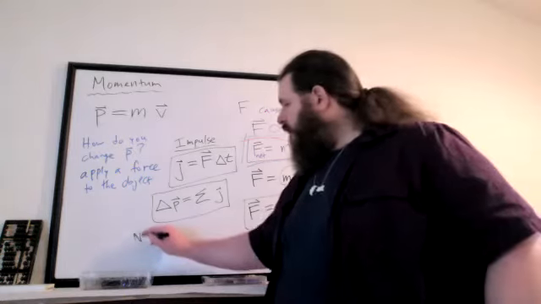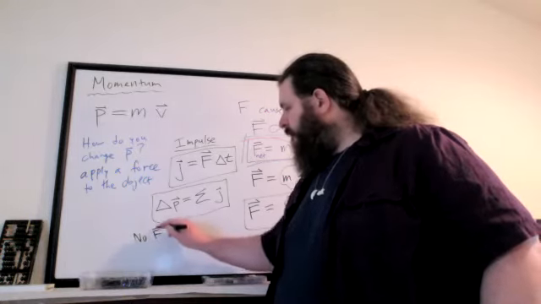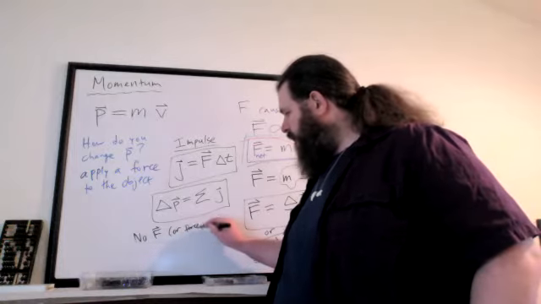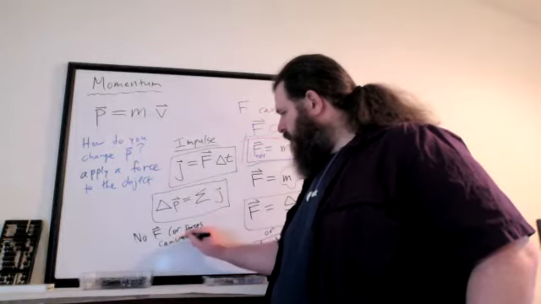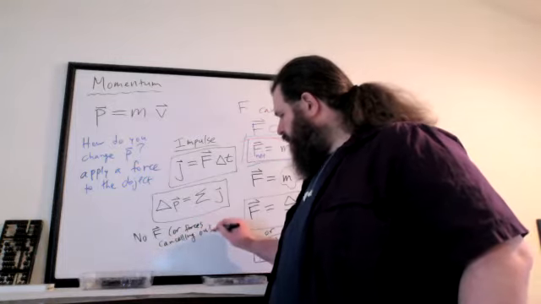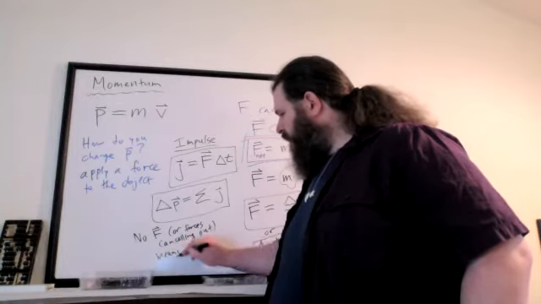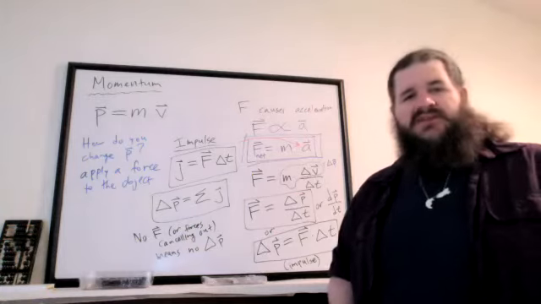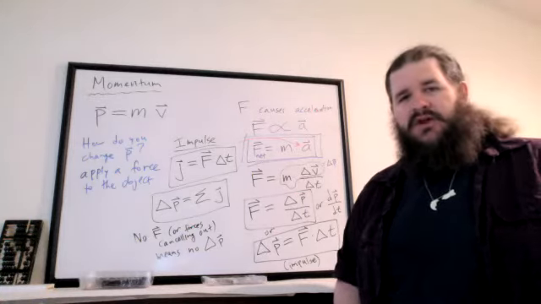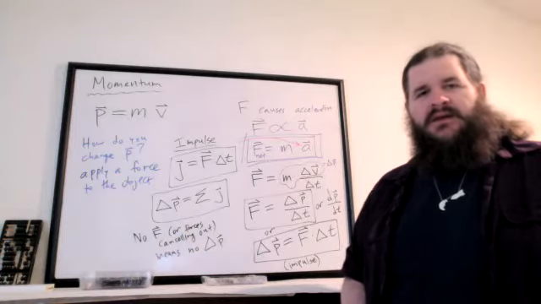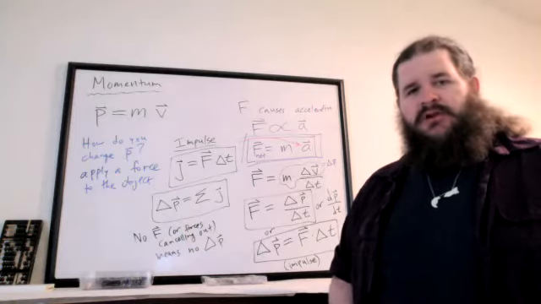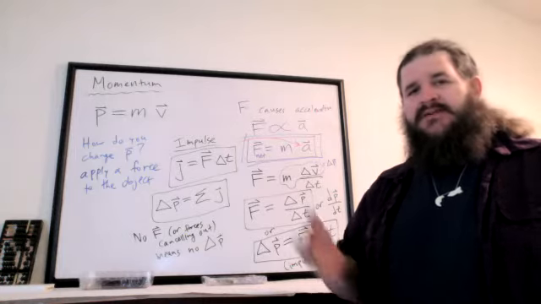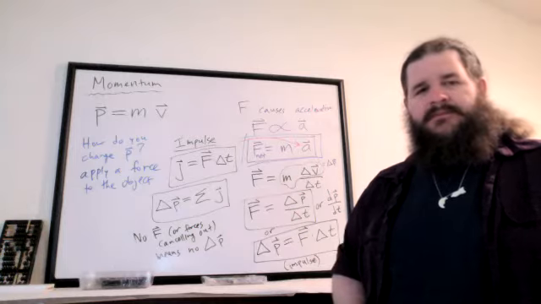So if there's no force, or if there are forces, but they cancel out, that means no change in momentum. The object's momentum stays the same if and only if there's no total force acting on it. And this is usually called Newton's first law. Newton's first law is there's no force acting on an object if and only if there's no change in momentum.